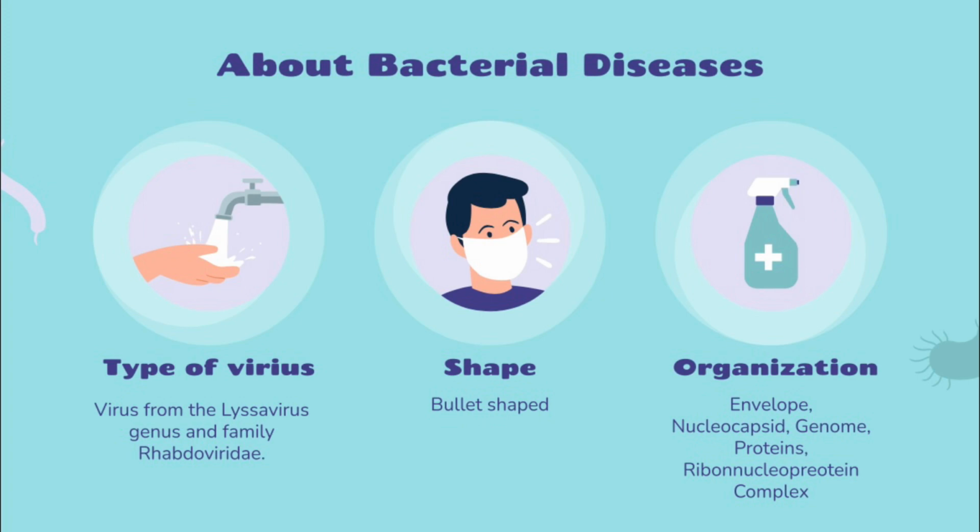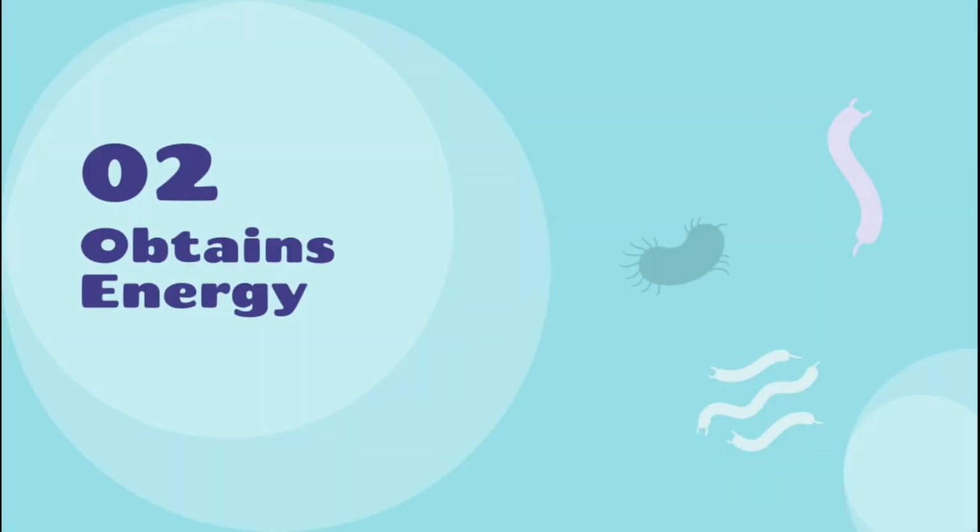Rabies has a simple yet highly organized structure, optimized for efficient replication, transmission, and evasion of host immune responses. Understanding the morphology and organization of the rabies virus is essential for developing effective strategies for diagnosis, treatment, and prevention of rabies infection. 2. How does rabies obtain energy?